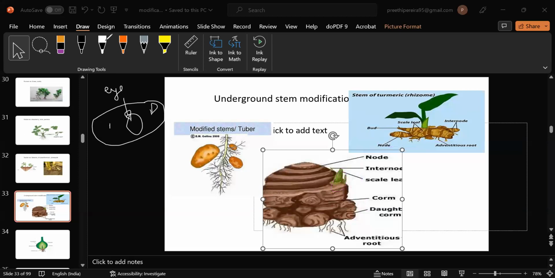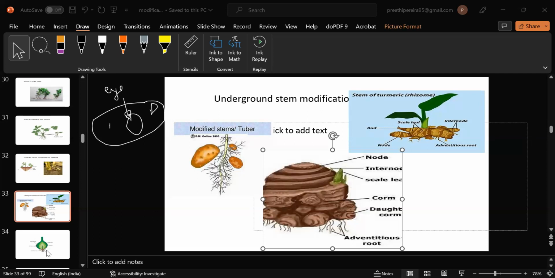ओके जस्ट राइट डाउन द एग्जांपल्स. डायग्राम नहीं चाहिए. ट्यूबर के लिए एग्जांपल पोटैटो, राइजोम के लिए एग्जांपल इज टर्मरिक एंड जिंजर. कॉर्म के लिए एग्जांपल इज कोलोकेशिया, अमॉर्फोफैलस. टेक्स्ट बुक में एक है जमीन कंद, इज एन एग्जांपल, टेक्स्ट बुक में है वो. ओके अंडरग्राउंड समझ में आया.